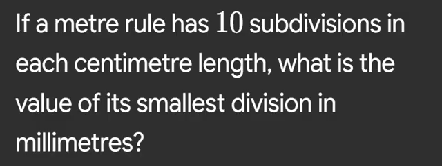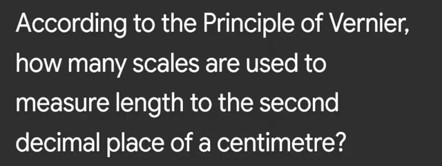Fourth one, if a meter rule has 10 subdivisions in each centimeter length, very tricky question. Listen again. If a meter rule has 10 subdivisions in each centimeter length, what is the value of its smallest division in millimeters? So your answer has to be in millimeters here. Fifth question. According to the principle of Vernier, how many scales are used to measure length to the second decimal place of a centimeter?